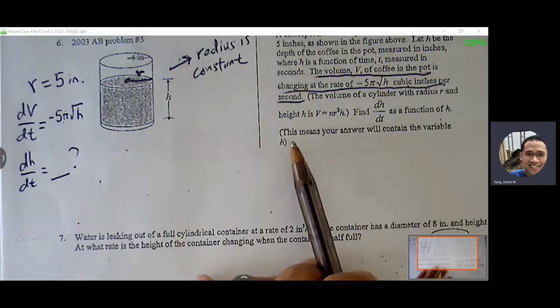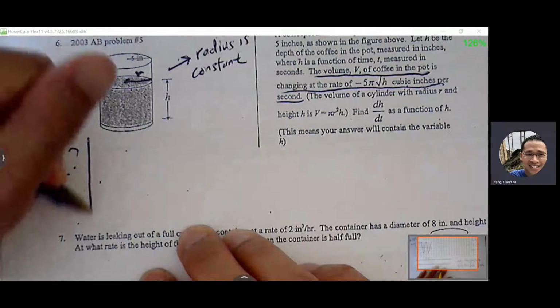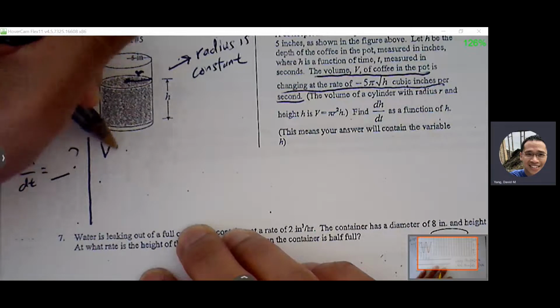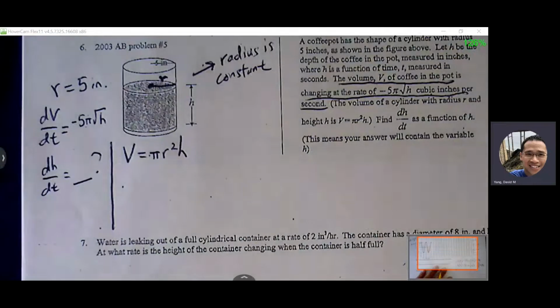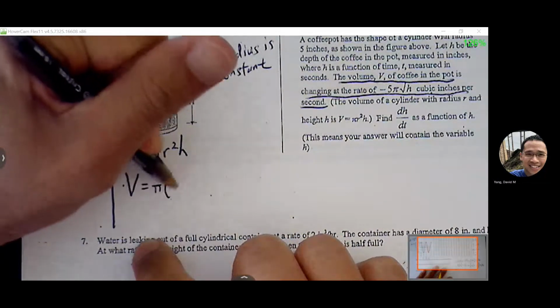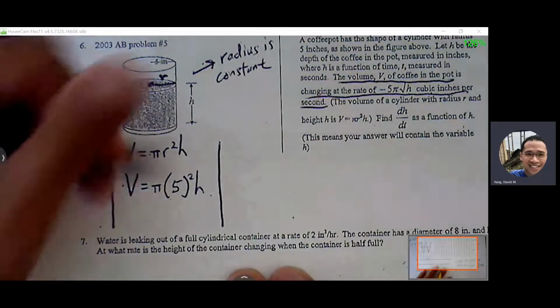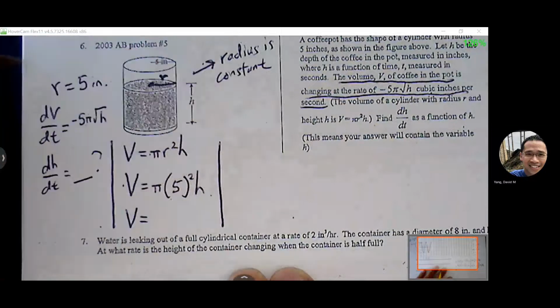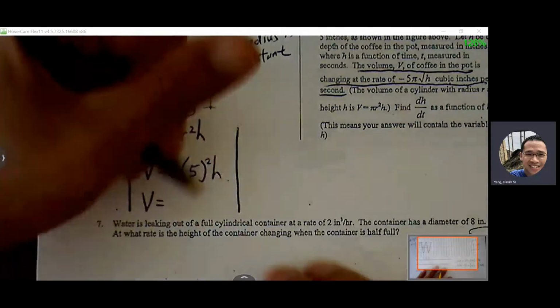Okay, and here you see this very last sentence here. This means your answer will contain the variable h. Okay, so our final answer will contain h. All right, let's go to our cylinder formula. Okay, we said that the radius is constant, so I can just go ahead and replace r with what? 5, okay. What does that clean up to be? What's 5 squared? 25 pi h.